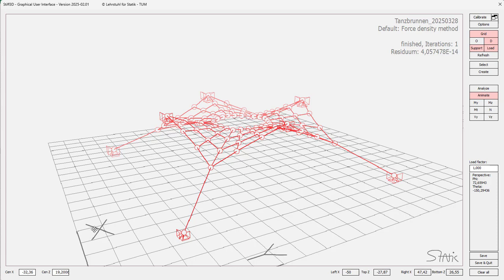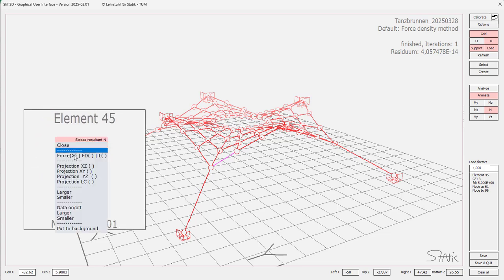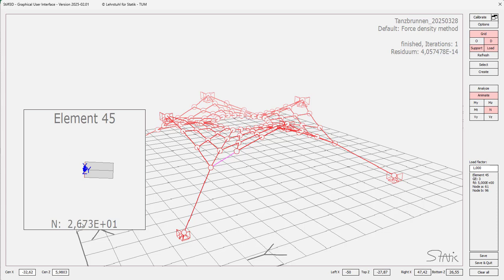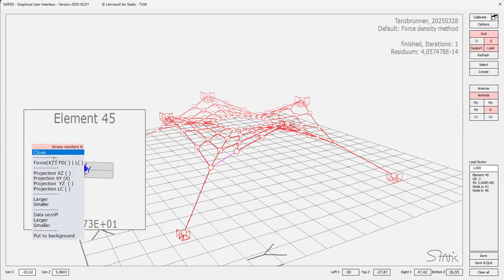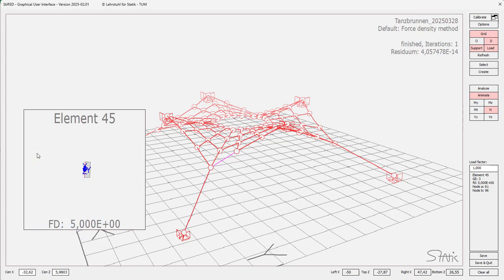We can take a look at the forces. For instance, let's look at the force in the edge cable. For that we highlight here this menu for element 45. We don't see too much because we have to adjust the projection. Let's just take a look from above and let's just look at the force. You see we have now a force of 26.73. Checking the force densities, we just select force density, and indeed you see for this element we had the force density of 5.